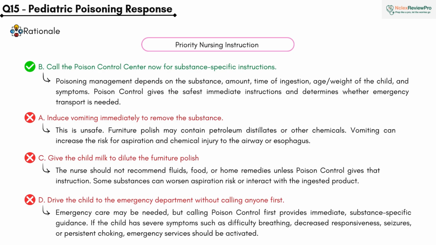Option A is unsafe because inducing vomiting can increase aspiration risk, especially with petroleum products. Option C is incorrect because the nurse should not recommend milk, food, fluids, or home remedies unless poison control gives that instruction. Option D is not the best first step because emergency care may be needed, but poison control gives immediate substance-specific guidance when the child is stable.